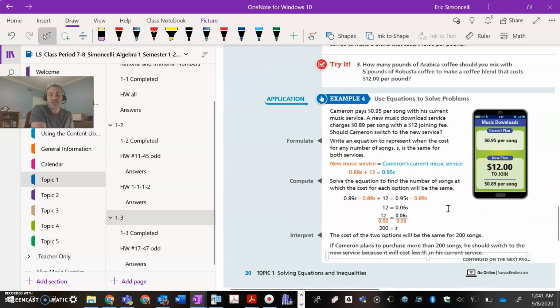Now, there are no more examples beyond this, but I do highly suggest that you take a look at some of those try it problems just to reaffirm some of the concepts we've gone over, and also look at these problems in a different way.